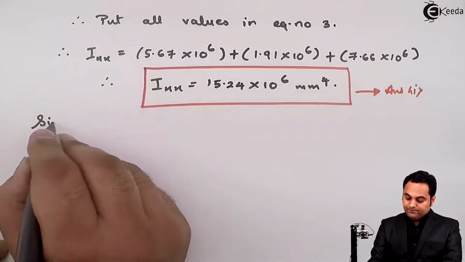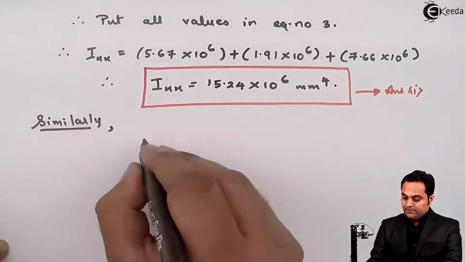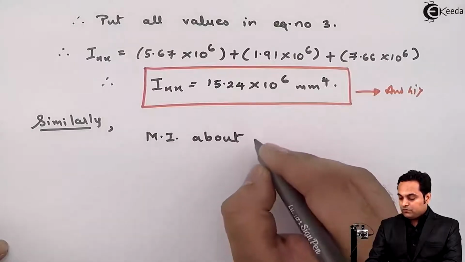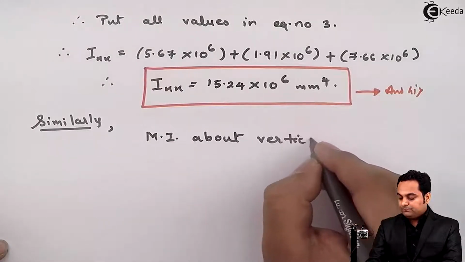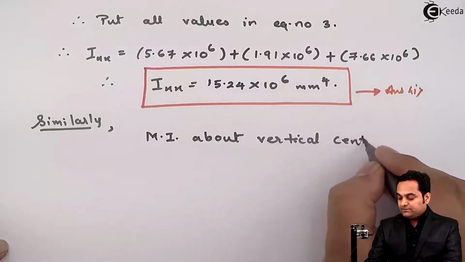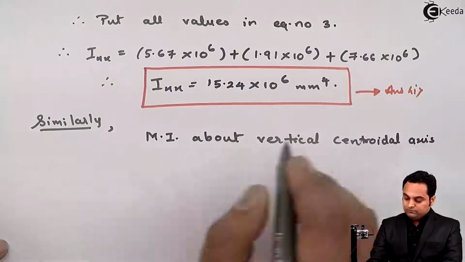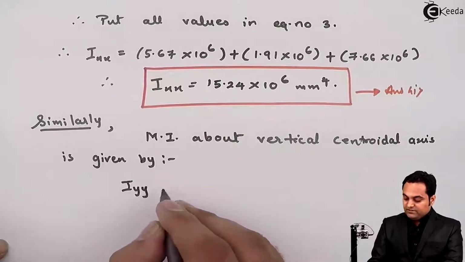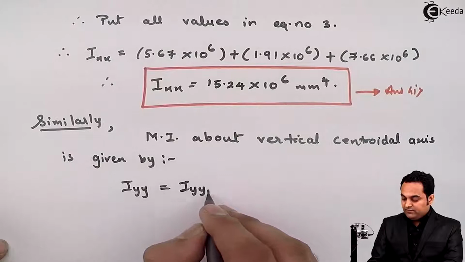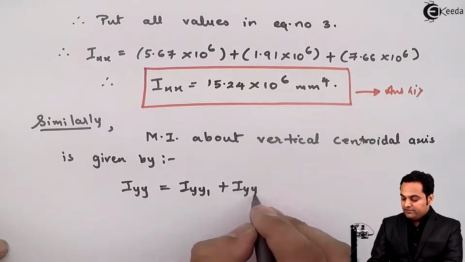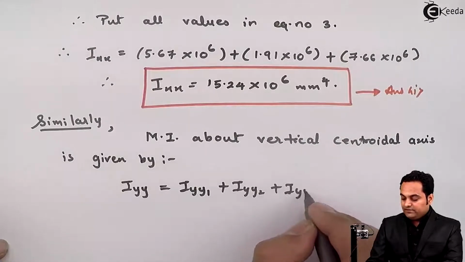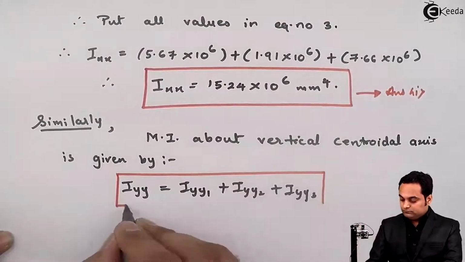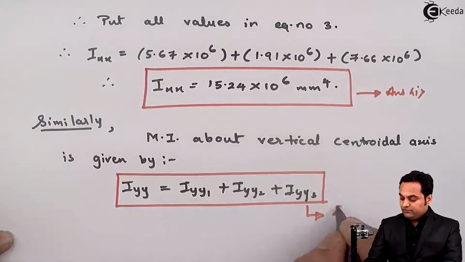Next, similarly, MI about the vertical centroidal axis is given by Iyy is equal to Iyy1 plus Iyy2 plus Iyy3. This will be the fourth equation.